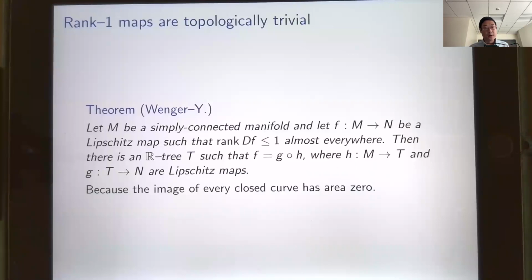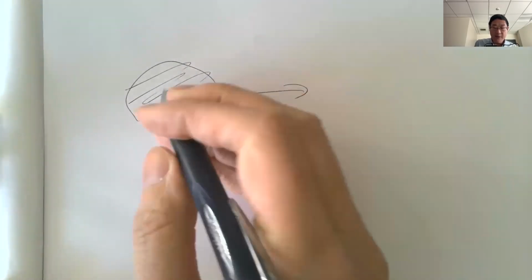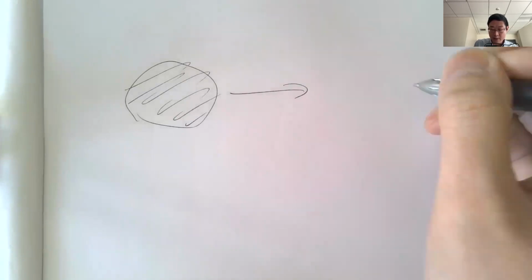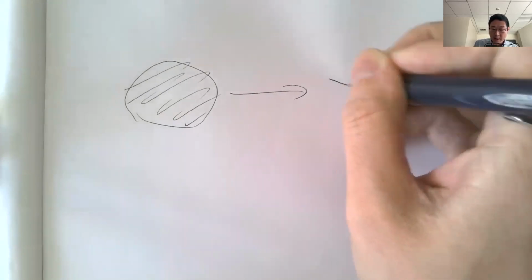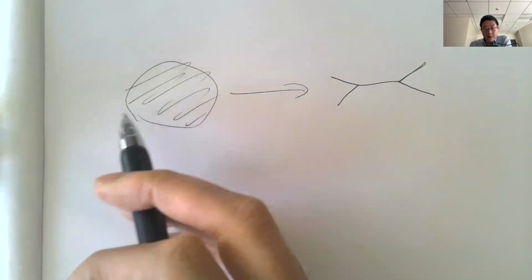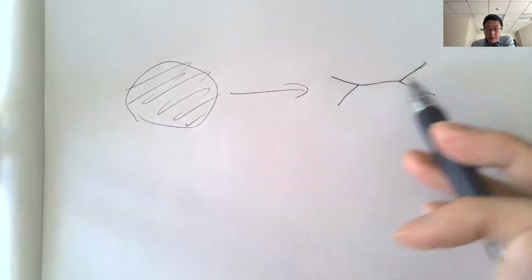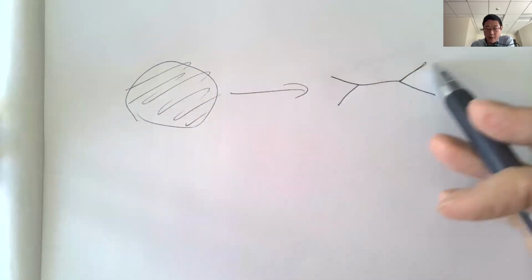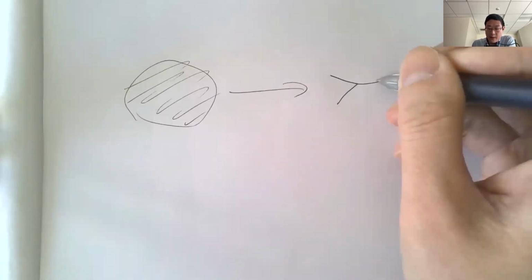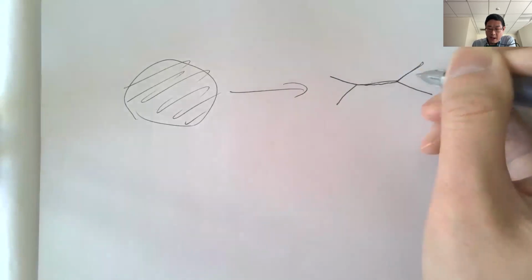The image of every closed curve has to have area zero, because if you have a closed curve in a simply connected manifold, it bounds a disk, and if you look at the image of that disk under a map where the derivative has rank one, the Jacobian is zero, so it has to collapse to something with area zero. The boundary of that disk has to collapse to a curve that bounds a region with area zero, which means that curve has to have backtracking.